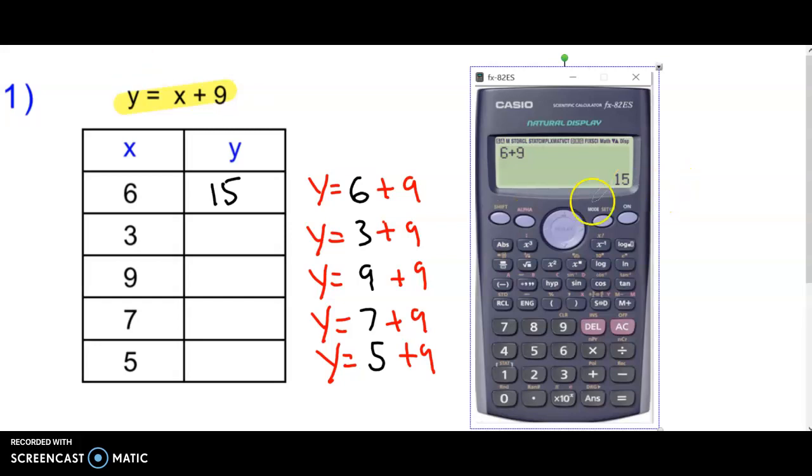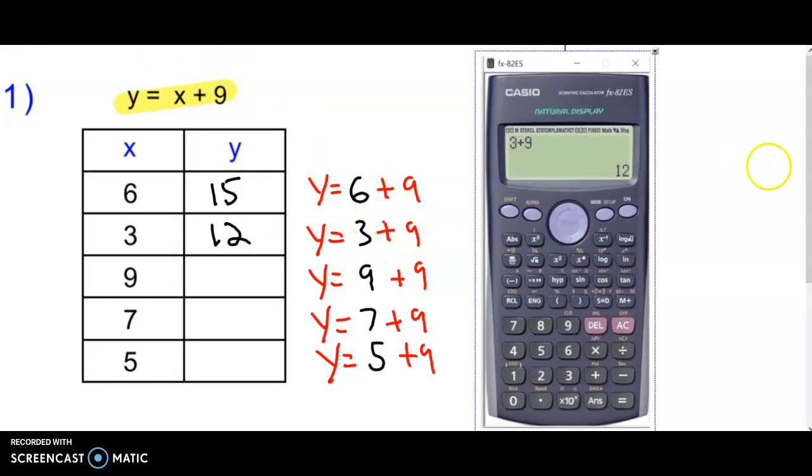And you get 15. You can just type it in the calculator. 6 plus 9 is 15. Then you can add the 3 to 9. So 3 plus 9 is 12. And you just keep typing each one of these in your calculator until you get the whole box filled out. And that's it. Let's take a look at another example.